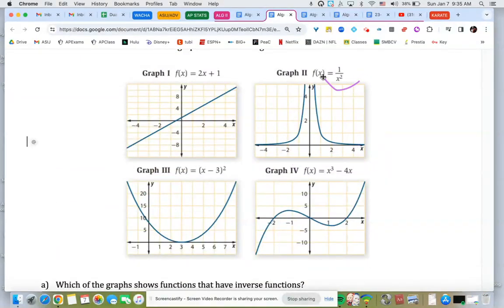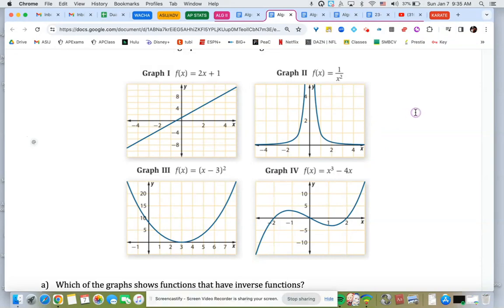Is the original equation itself, this 1 over x squared, which you can see here, a function? Well, for any particular input x, does it only have one y value output? It does. I can't find any x value that has more than one output. I don't see that anywhere. So yes, this is a function. But what about the inverse?